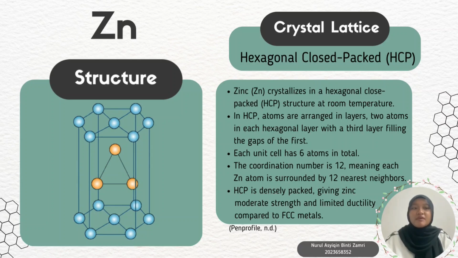The coordination number for zinc in this structure is 12, which means that each zinc atom is surrounded by 12 nearest neighboring atoms. Although the HCP structure is densely packed, it allows fewer slip systems compared to the FCC structure. As a result, zinc has moderate strength and is less ductile when compared to FCC metals. This crystal structure directly influences zinc's mechanical properties and its practical application.